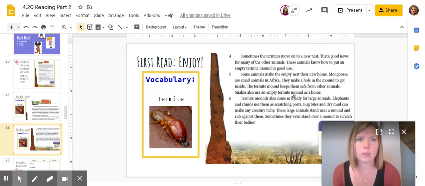Sometimes the termites move on to a new nest. That's good news for many of the other animals. These animals know how to put an empty termite mound to good use. Some animals make the empty nest their new home.